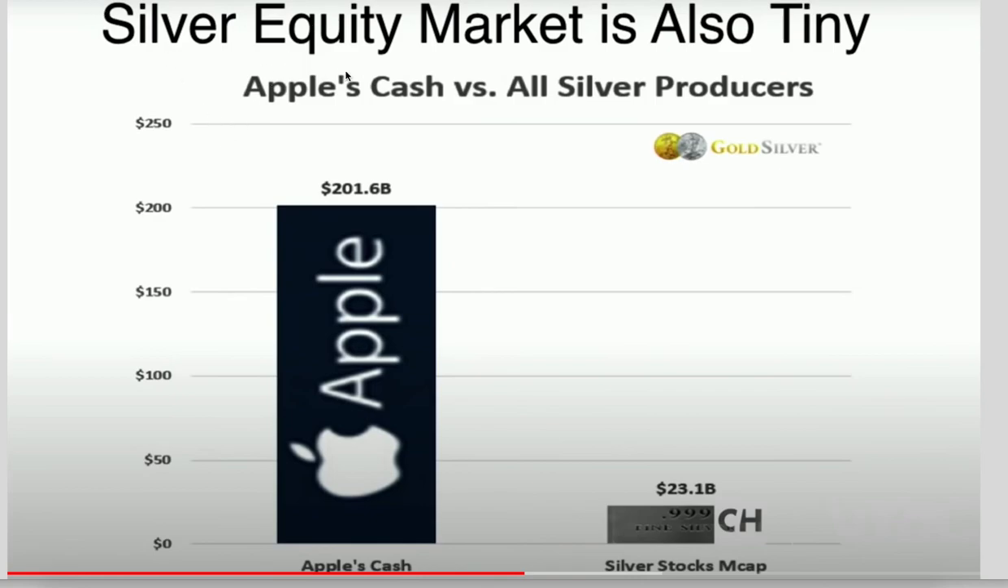Okay, how big are the silver and gold markets? They're tiny. The silver stock from the market cap, all of them combined, where you have the 0.999 troy ounce fine silver, refined silver, totals 23 billion. Apple has 200 billion in cash, so Apple could buy all of it. They probably wouldn't have to use all their 200 billion, because the price would go up dramatically if they started buying big chunks of it.